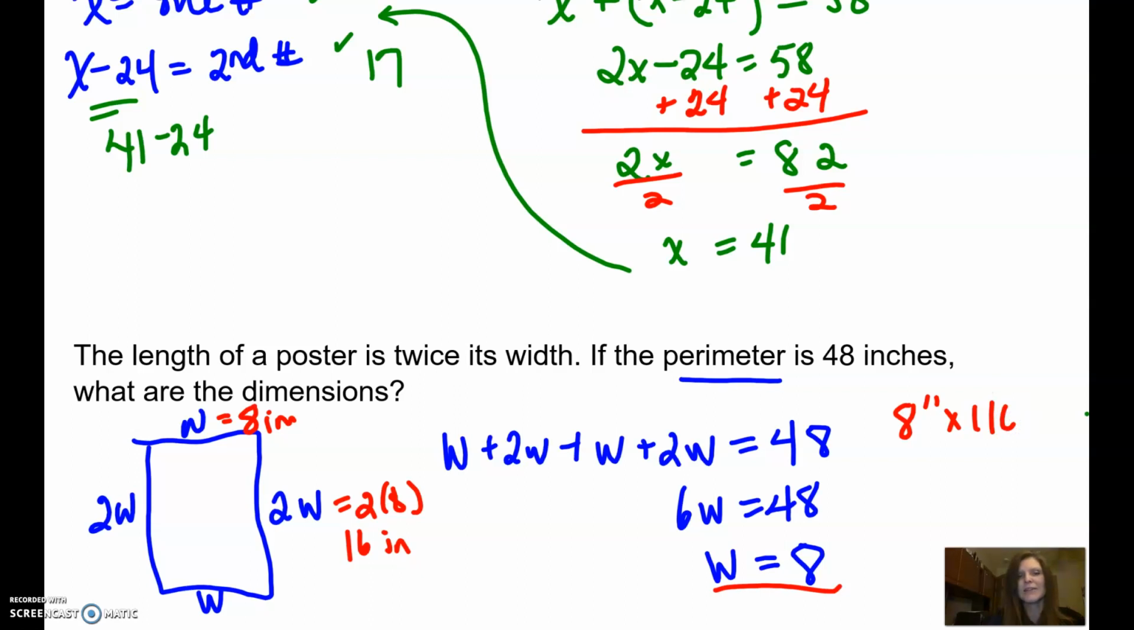Oops, I didn't write that correctly. Let me try that again. An 8-inch by 16-inch poster.